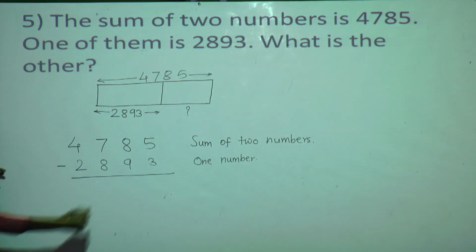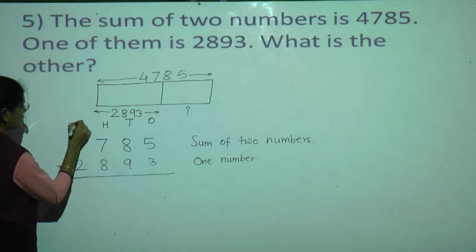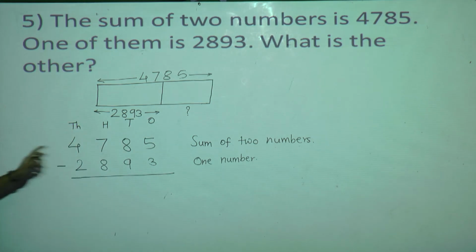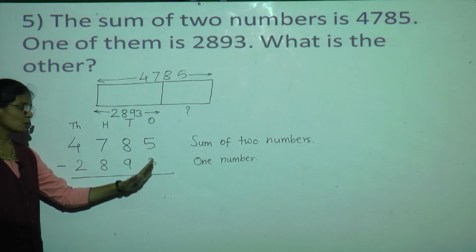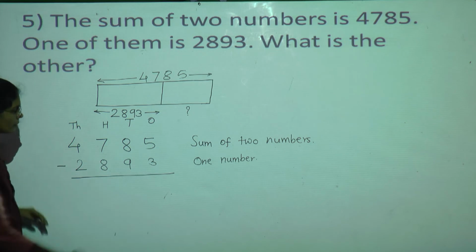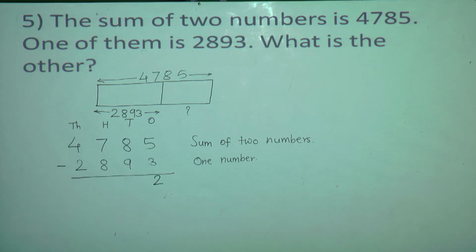Okay. See the ones place, this is ones place, this is tens, this is hundreds, and this is thousands. See the ones place, here at ones place, here 5 is there, here 3 is there. 5 minus 3. Do the subtraction. 5 minus 3 is equal to what? 2. Where is it is? Write 2 at ones place. Then go to the tens place.